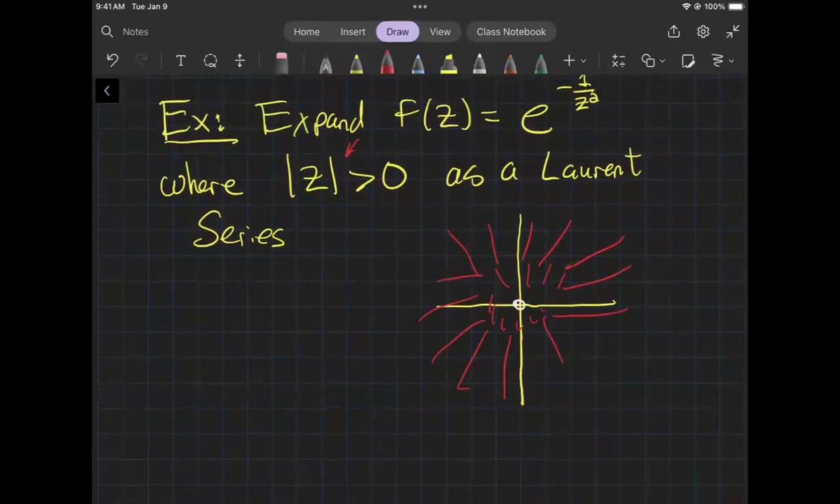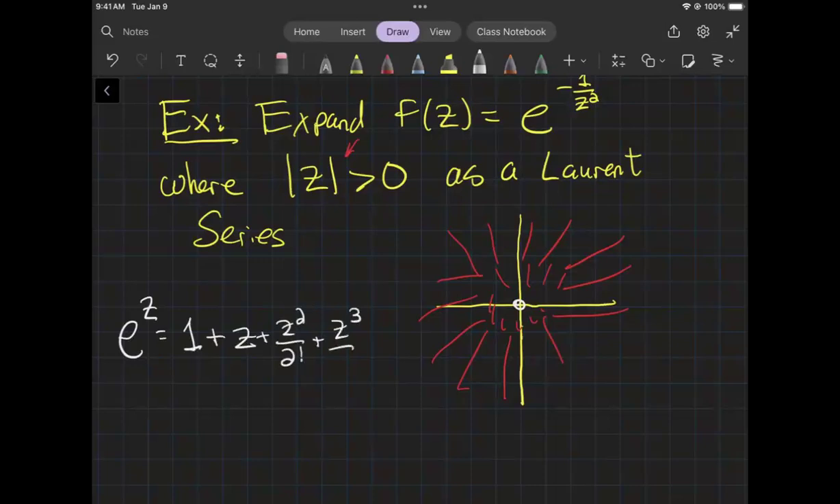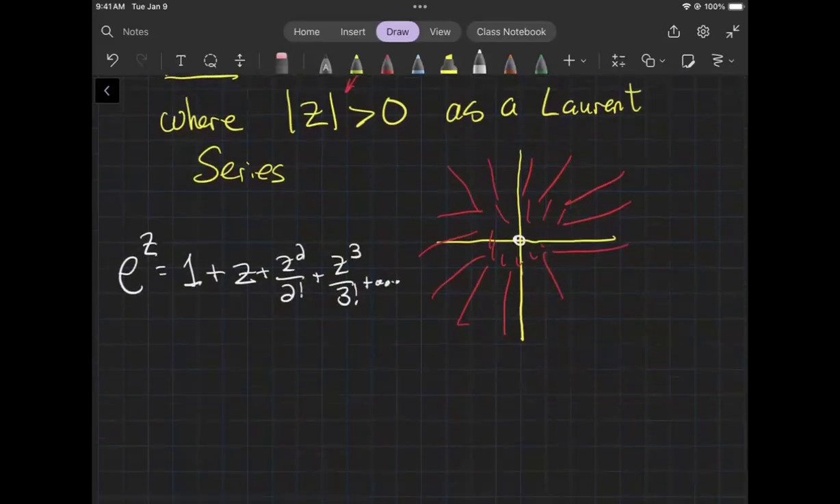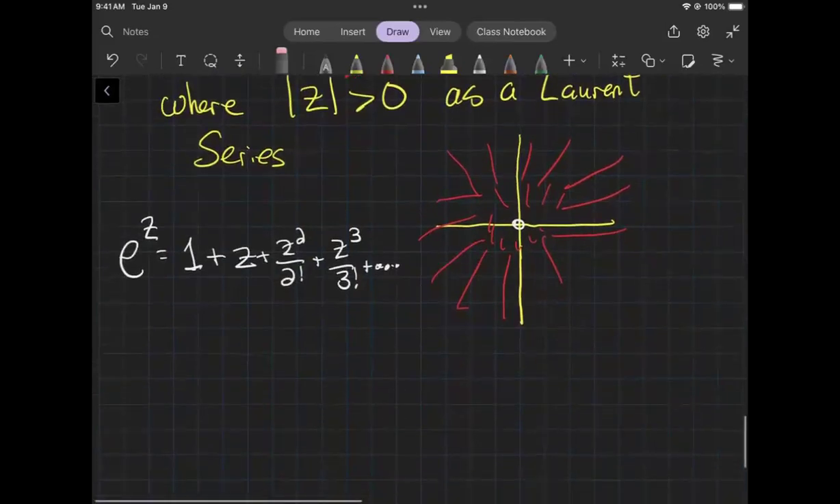But we do know the Taylor series for e to the z, or I should say the Maclaurin series for e to the z, right? The Maclaurin series for e to the z is equal to 1 plus z plus z squared over 2 factorial plus z cubed over 3 factorial and so on, right? So term by term, the Maclaurin series of e to the z looks like this.